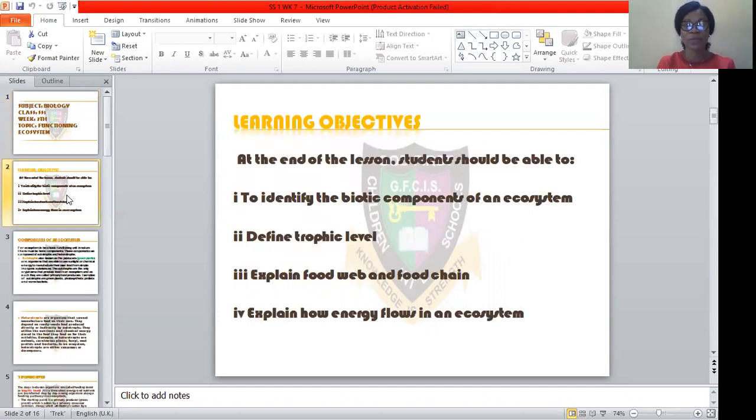The learning objectives of today's class are: each and every one of you should be able to identify the biotic components of an ecosystem. You should also be able to define what a trophic level is, and explain what a food web and a food chain are. And finally, you must be able to explain how energy flows in an ecosystem.